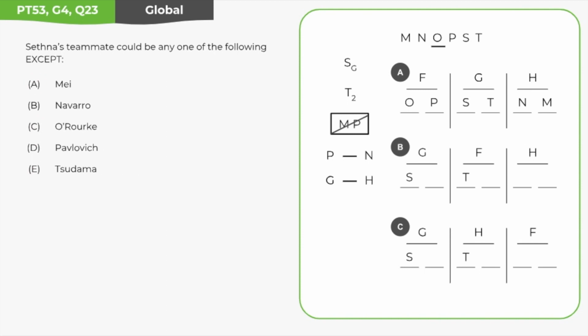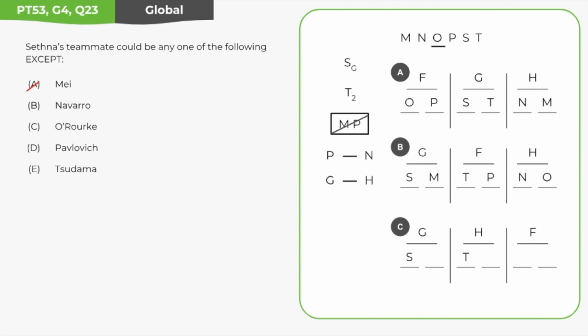So the next question is a global question. So we really need to consider all of the frames when answering this one. And they're saying that S's teammate could be any one of the following except. So if we ever see a possibility of S on the same team as any of these players, we can go ahead and get rid of it. If we take a look at answer choice A, S with M, well, that's not the case in frame A, but maybe we can make it the case in frame B or in frame C.